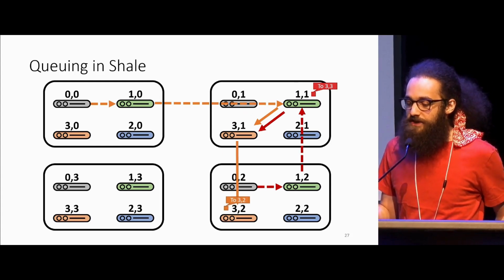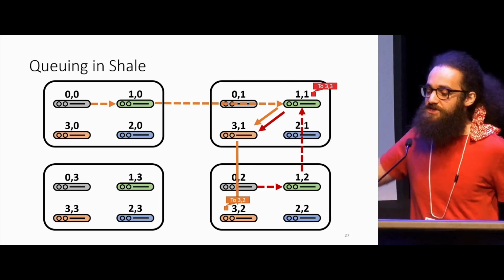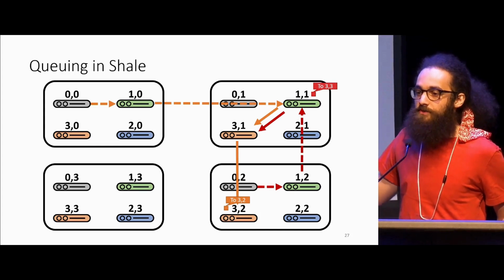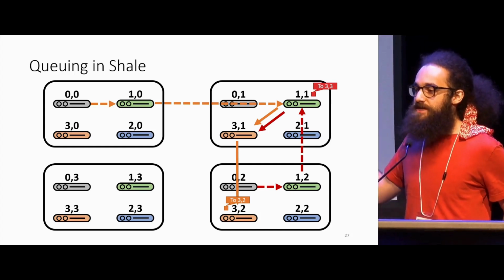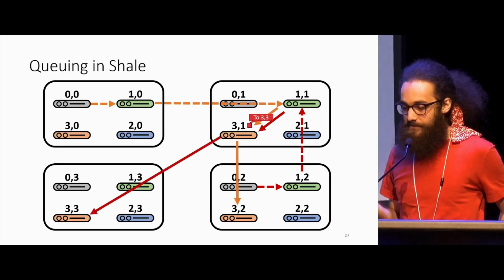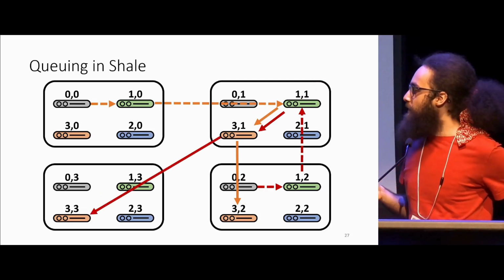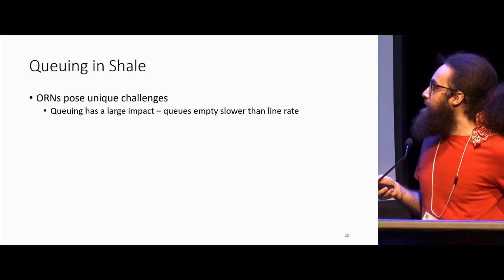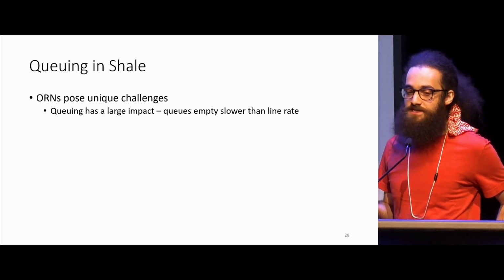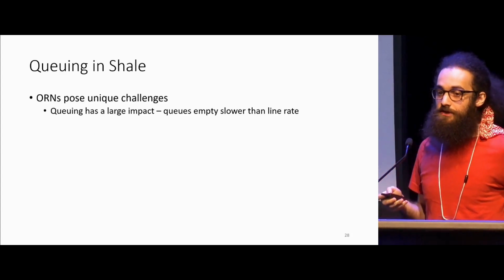Except the orange one actually finishes arriving before we even have a chance to send the red one, because queues in Shale are draining a lot slower. We have to wait an entire iteration of the schedule before we can send that red frame. So this is an example of a big problem throughout ORNs, which is that queuing actually has a much larger impact in this context because queues only empty once per schedule iteration, not at line rate.